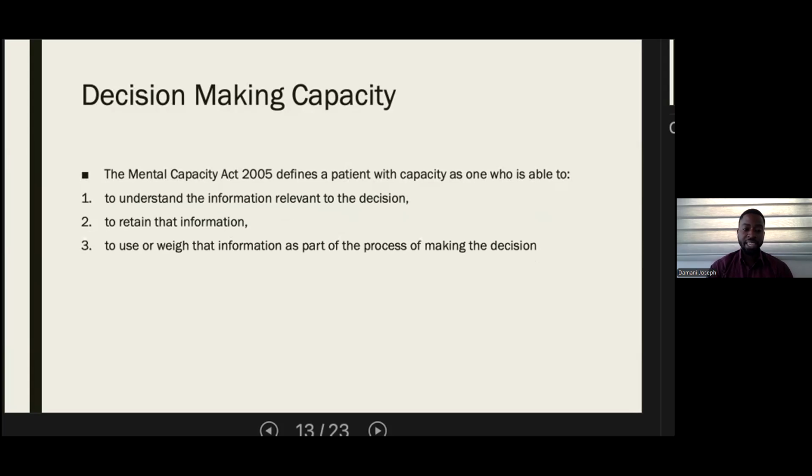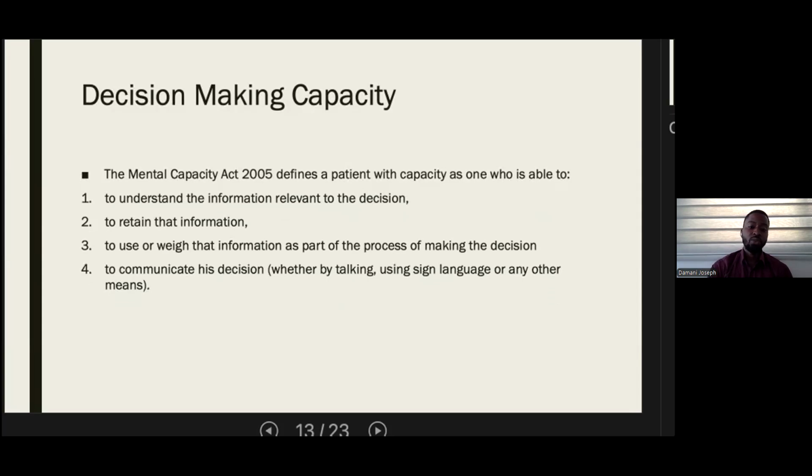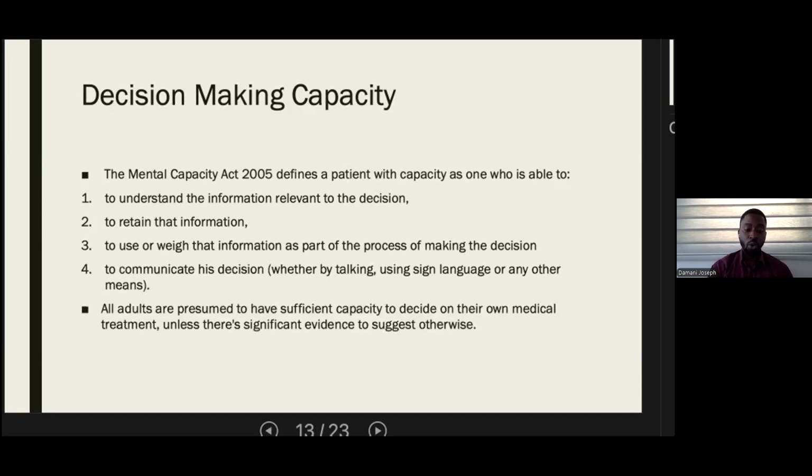Once that information is retained, they have to weigh that information as a process for making a decision. And the fourth one, I said three, but it's four. They have to be able to communicate that decision, whether by talking, using sign language, or any other means. So all adults over the age of 18 are presumed to have sufficient capacity to decide on their own medical treatment, unless there's significant evidence to suggest otherwise.